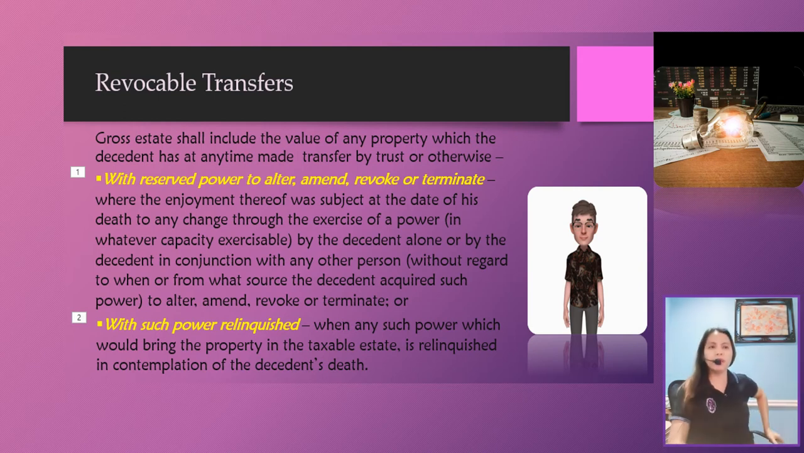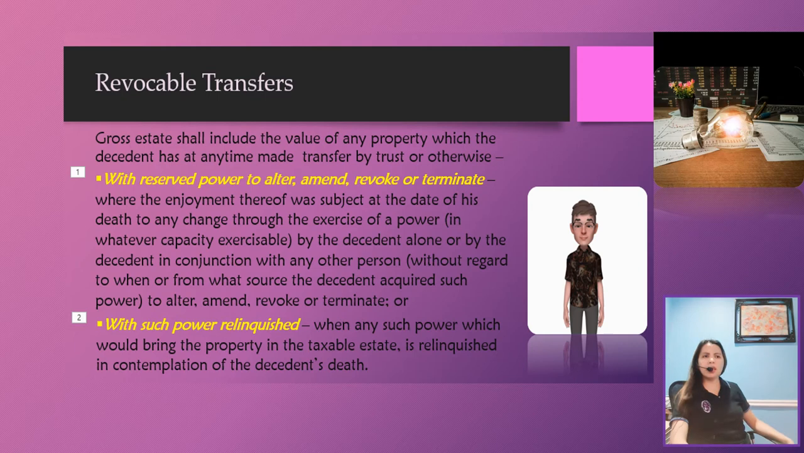When we say revocable transfer, revocable vis-a-vis irrevocable. Pag revocable, you can still alter, amend, change, modify whoever is your transferee or beneficiary of your property. Irrevocable, not subject to modification, change, or alteration. Now, when you say irrevocable, whoever is the designated beneficiary, you can no longer change or modify your beneficiary. Irrevocable yun. This is revocable transfer.